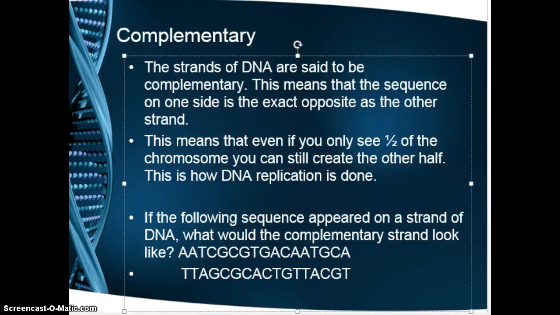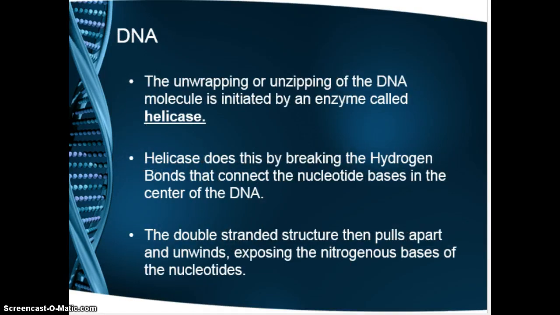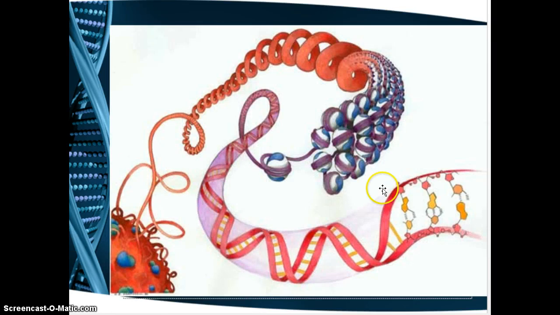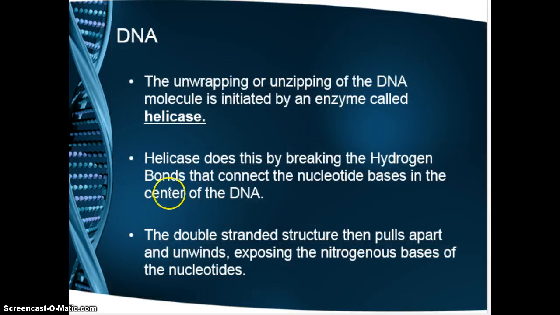So how does this actually occur then? The unwrapping or unzipping of the DNA molecule is initiated by an enzyme called helicase. Helicase does this by breaking the hydrogen bonds that connect the nucleotide bases in the center of the DNA. So if we go back to this little picture here, and remember we have our base pairs here, if you can kind of look, that's where our hydrogen bonds occur. So this DNA helicase actually comes in and disrupts those. And then the double-stranded structure is able to pull apart and unwind, exposing the nitrogenous bases of the nucleotides. So helicase splits them kind of right down the middle.